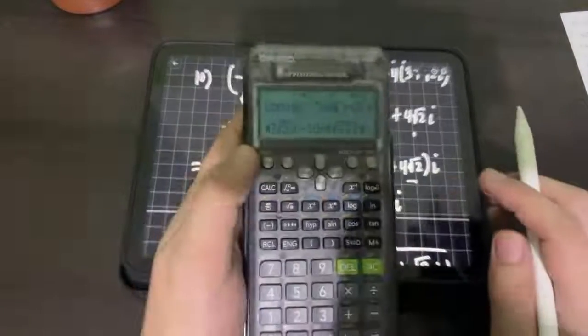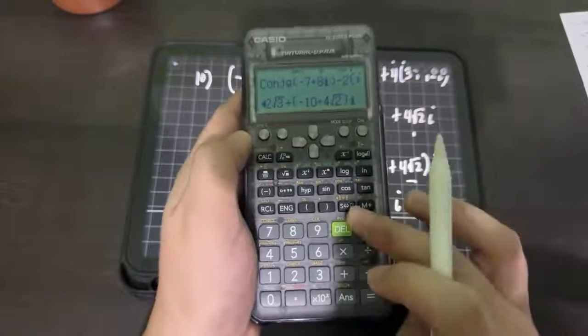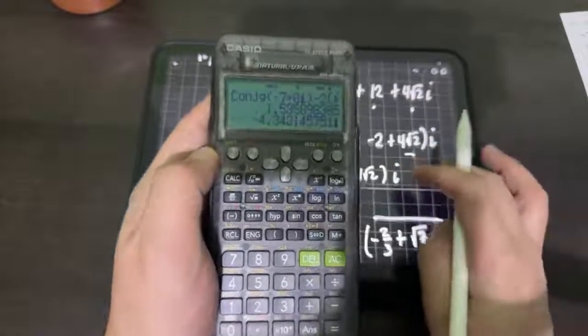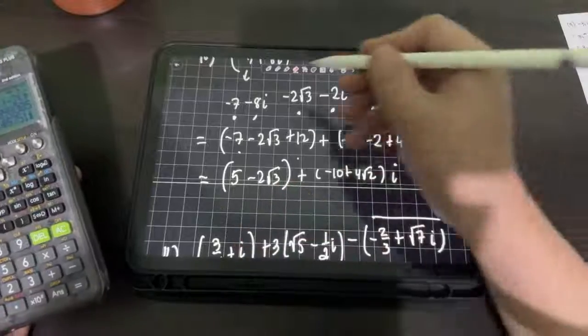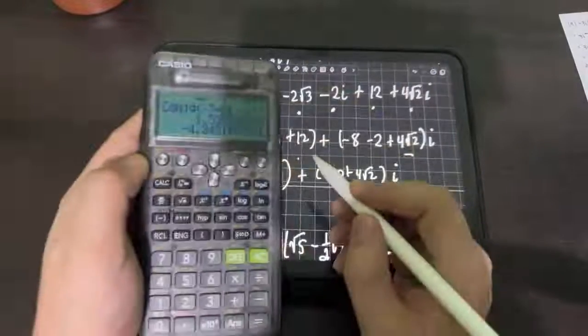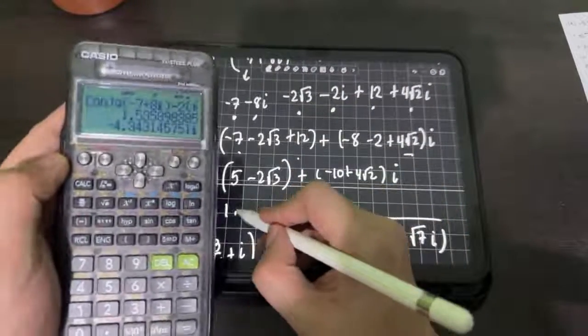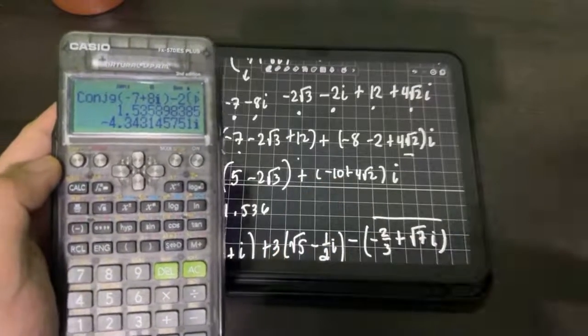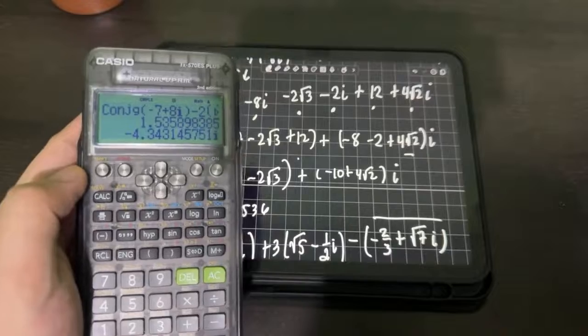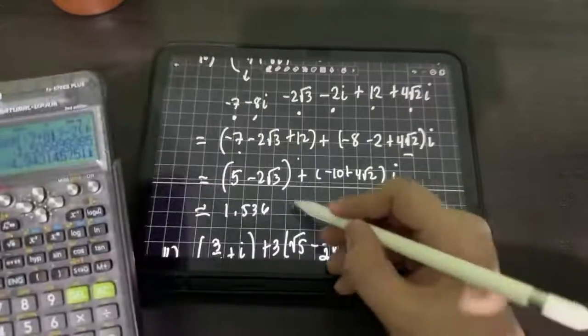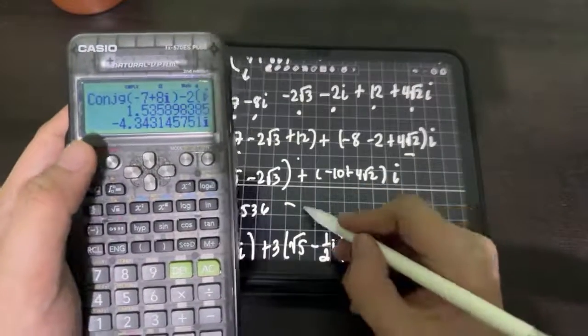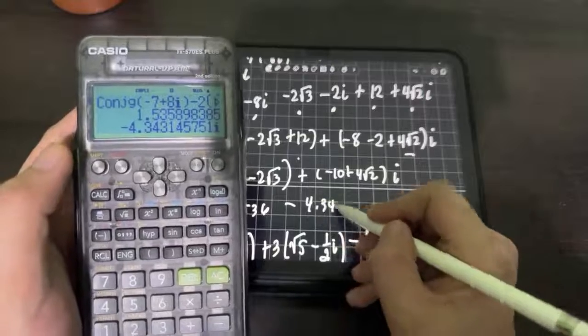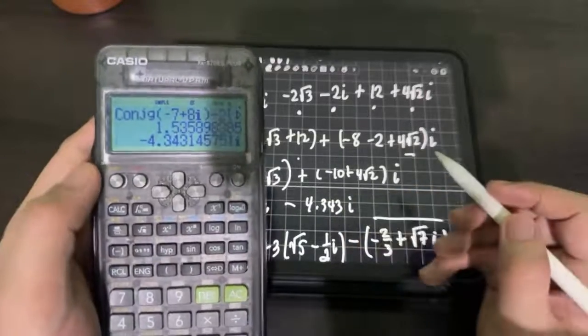Or you can also convert to decimal. Just press this button. So it's approximately equal to 1.536 in 3 decimal places for the real part, and for the imaginary part, minus 4.343.